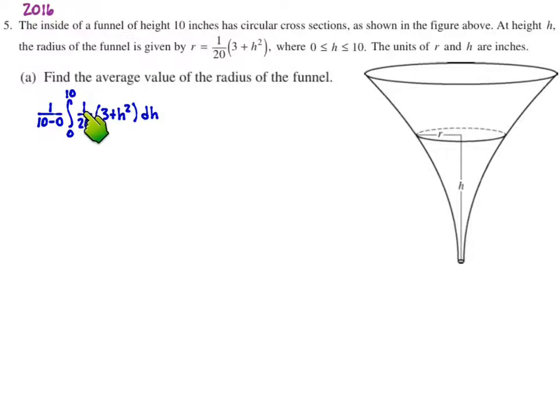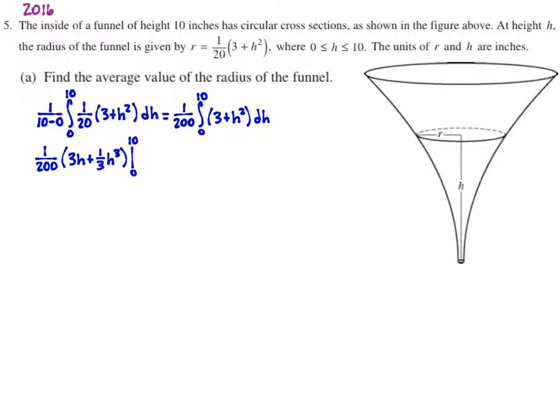So the first thing I note is 1 over 20 is a constant, so I'm going to take that out. And then 1 over 10 minus 0 is 1 over 10, so I'll multiply those together. So I get 1 over 200 times the integral from 0 to 10 of 3 plus h squared. And then from here we have to take the antiderivative. So the antiderivative of 3 is 3h. The antiderivative of h squared is going to be 1/3 h cubed. And then we're going to evaluate from 0 to 10.